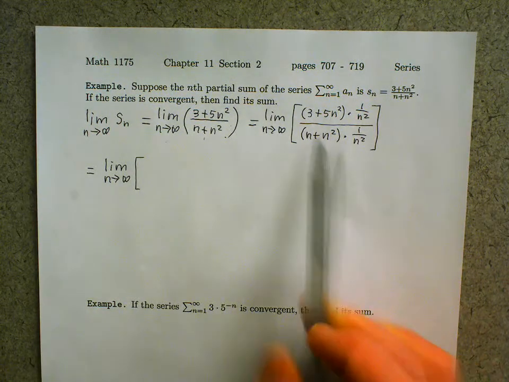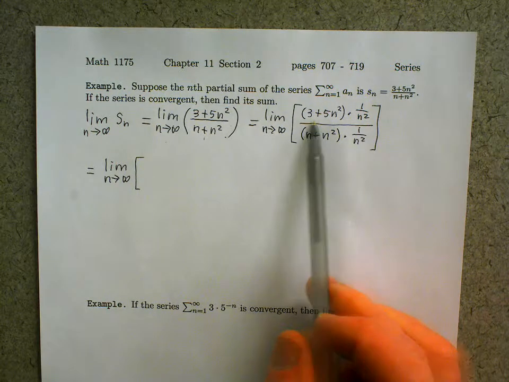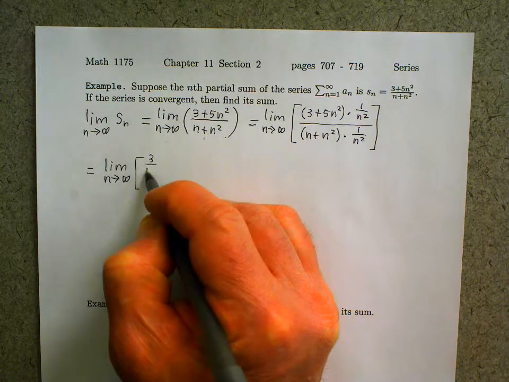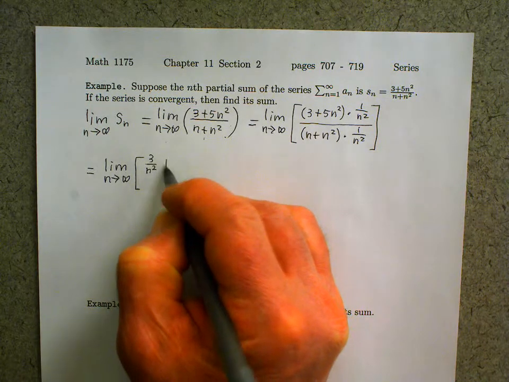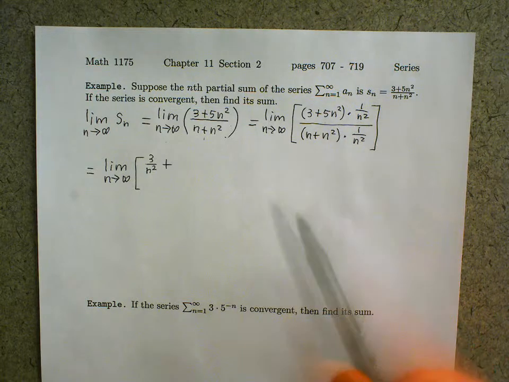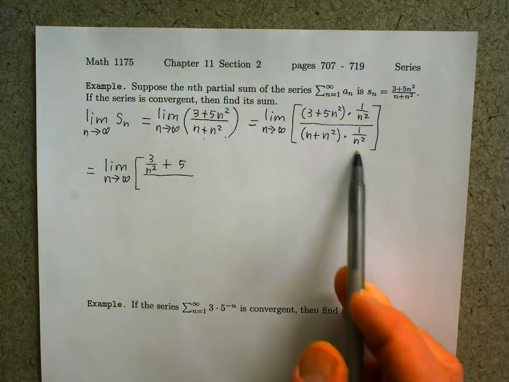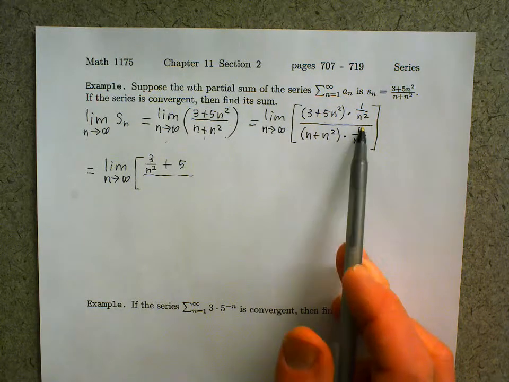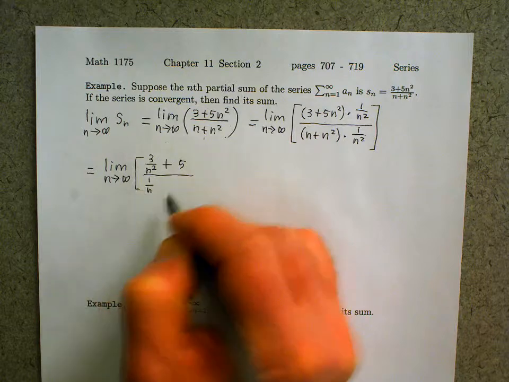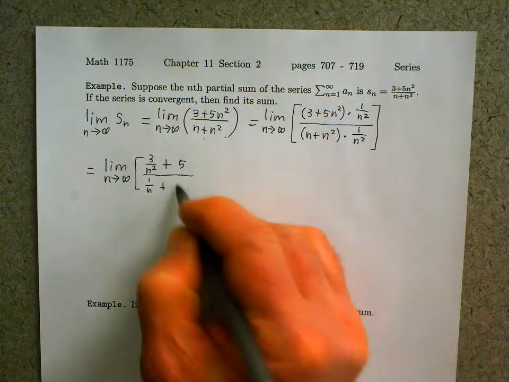And then simplify, or do the multiplication and simplify. So 3 times 1 over n squared in the numerator is 3 over n squared. And then plus 5n squared times 1 over n squared is just 5. And also in the denominator, n times 1 over n squared simplifies to 1 over n. And n squared times 1 over n squared is 1.